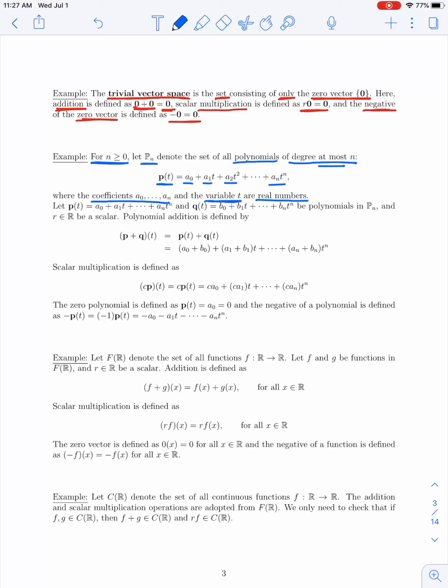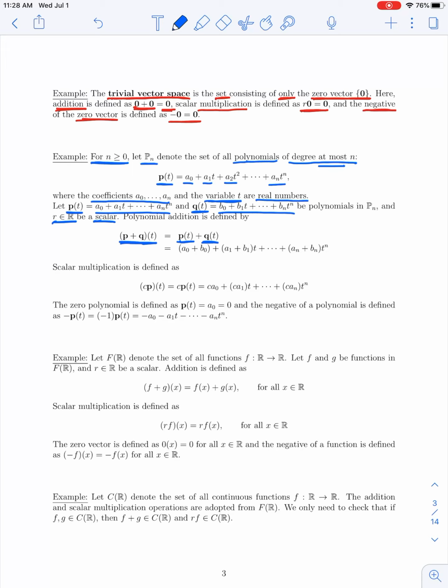So here, if we want to define addition or scalar multiplication, we would do it in the expected way. If p of t is an nth degree polynomial with coefficients, say a sub i, and q of t is an nth degree polynomial with coefficients, say b sub i, and r is some scalar, a real number, then we can define addition in our space as follows. The sum p plus q of t would be the function defined as the sum of p of t and q of t.